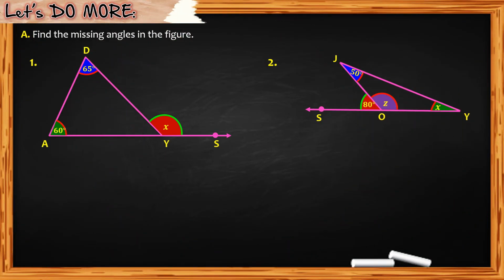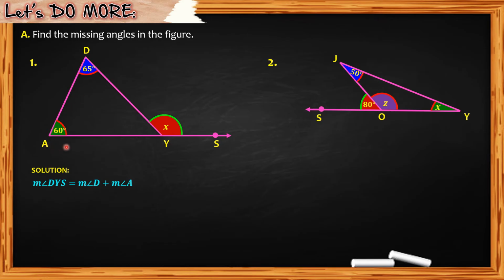Now, for further understanding, let's do more. For letter A, find the missing angles in the figure. So in number 1 figure, we can say that the measure of angle DYS is equal to the measure of angle D plus the measure of angle A. So angle DYS is the exterior angle. Point Y forms two angles, therefore it should be a 3-letter name. And point Y must be in the middle, which is the vertex of the angle. And the two remote angles are angle D and angle A.